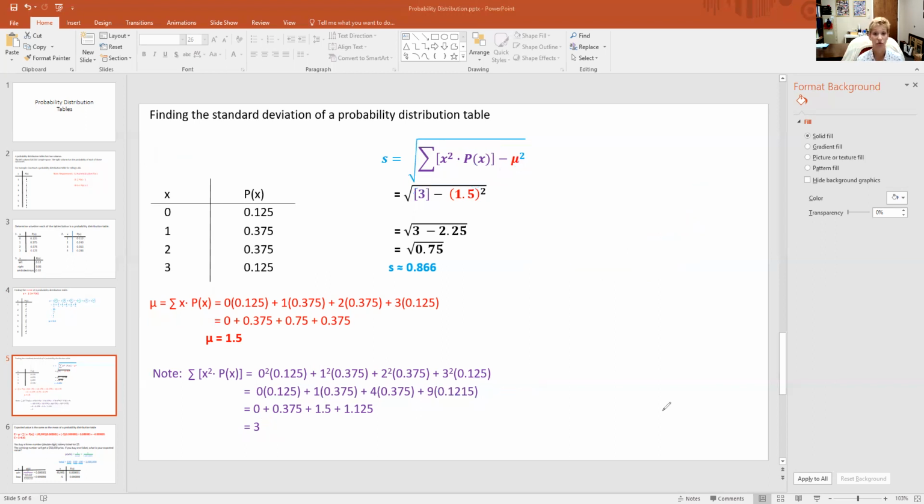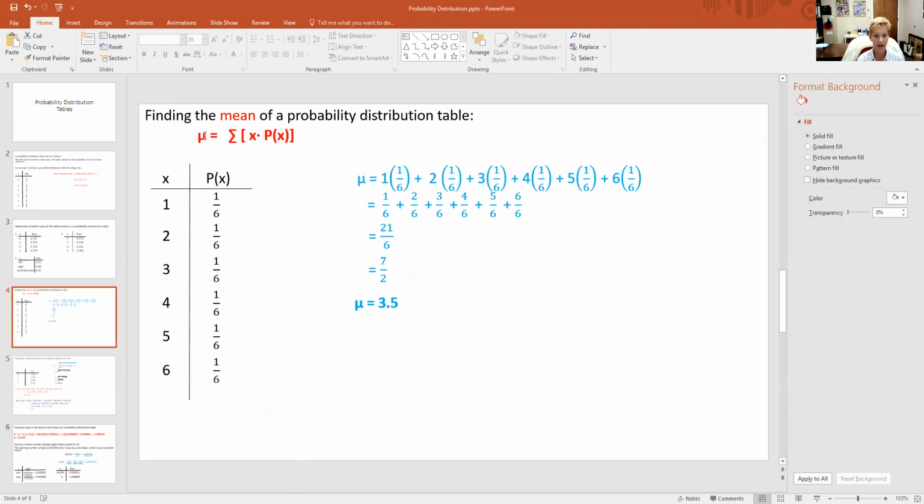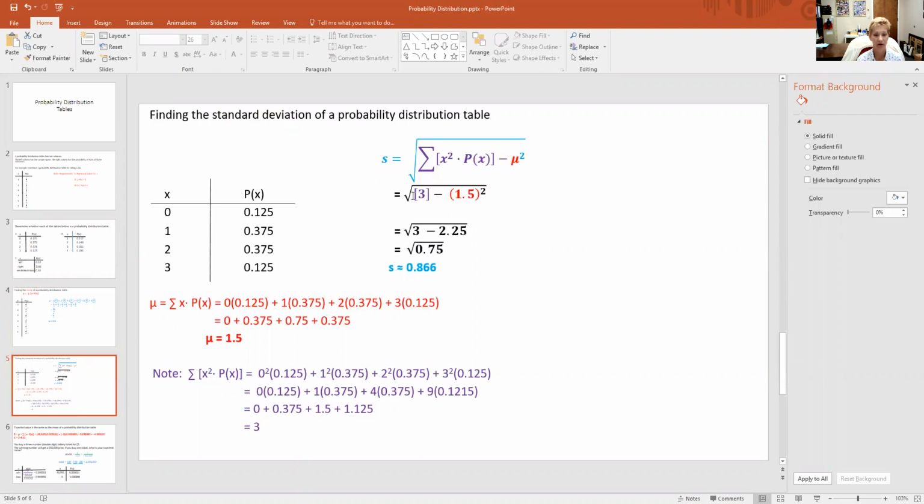You've got to first decide if it's really a probability distribution table. Remember, add the probabilities, make sure they're 1. Make sure you've got numbers in your X column. Okay, then make sure you can find the mean. All right, so remember, there's your formula for mean. It's on your formula sheet. You've got to be able to find standard deviation, and there's your formula for standard deviation.